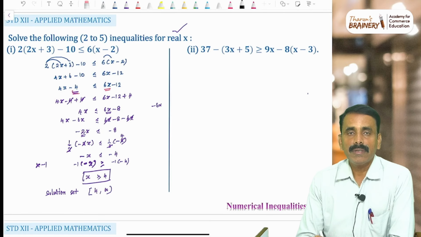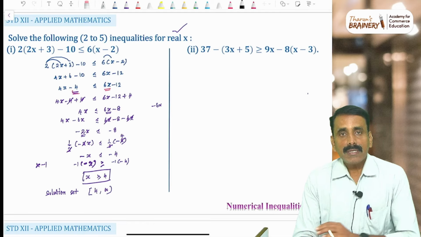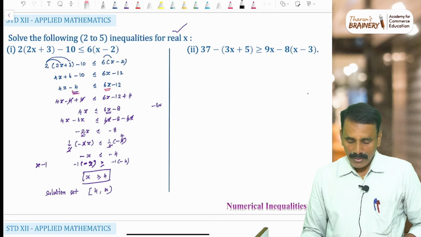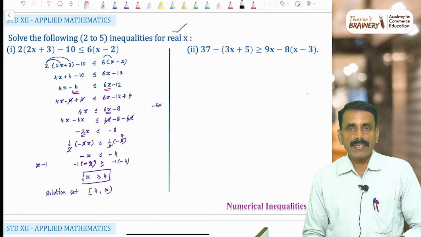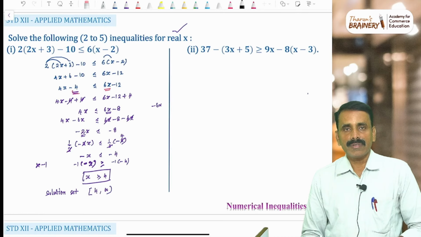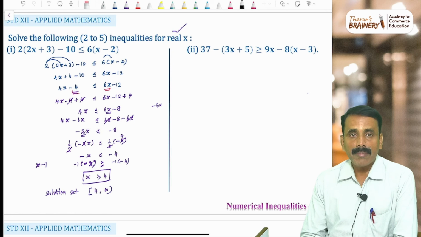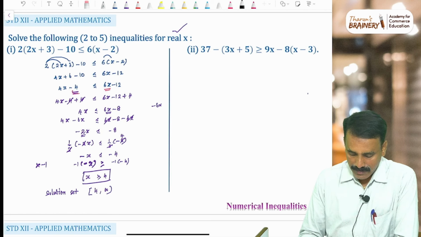So we must have one x term, one constant term on the left hand side, and one x term and one constant term on the right hand side. So we try to simplify the left hand side separately and the right hand side separately first. So how to simplify the left hand side? We must try to open the brackets, okay, to simplify.